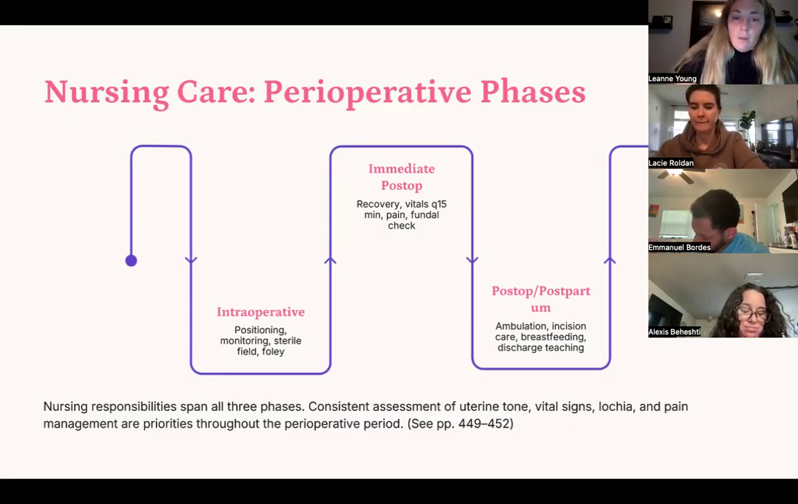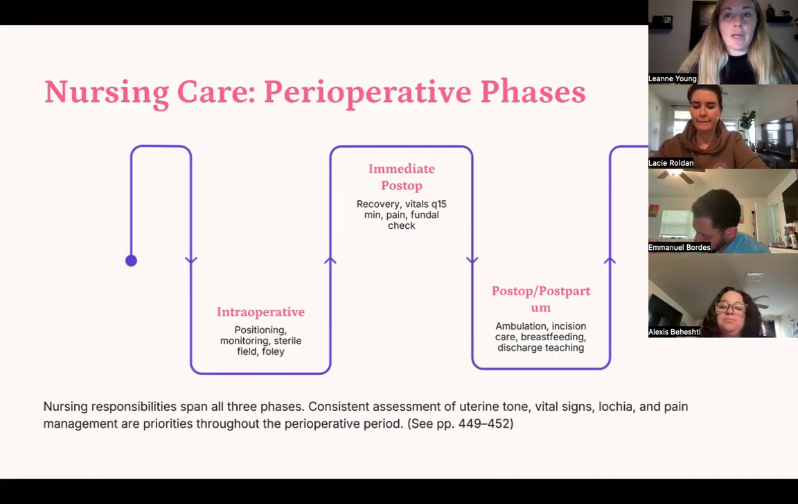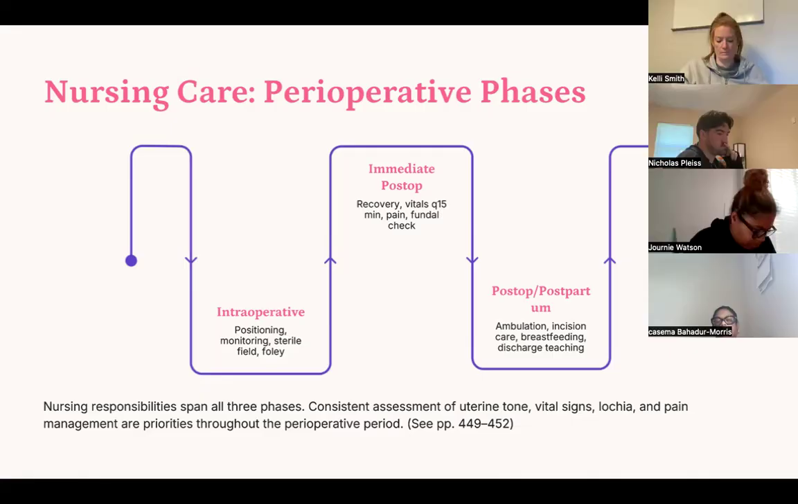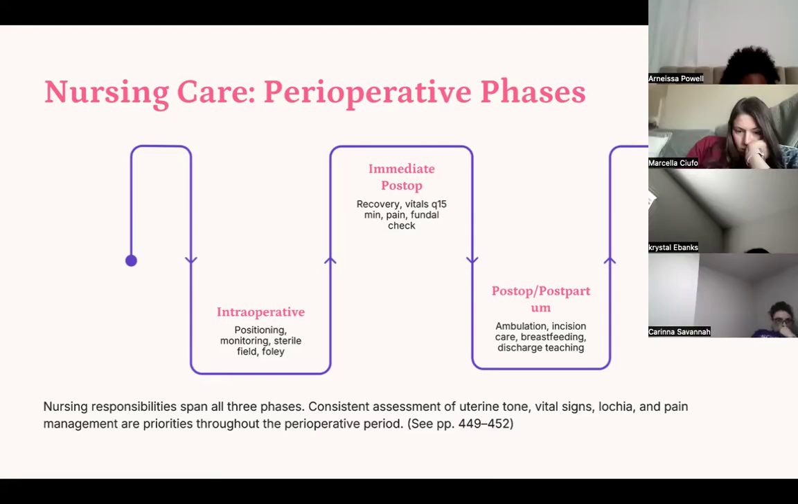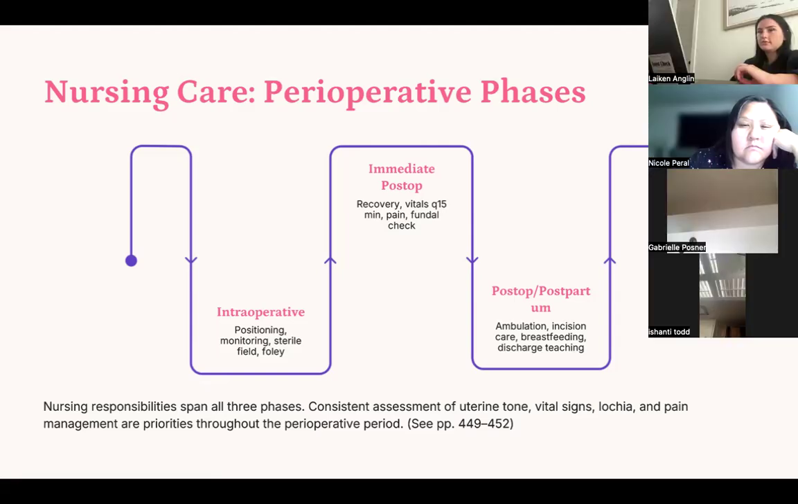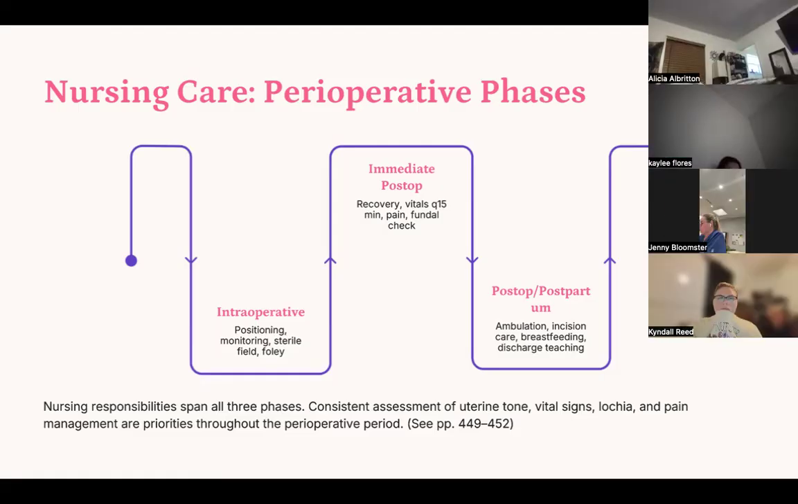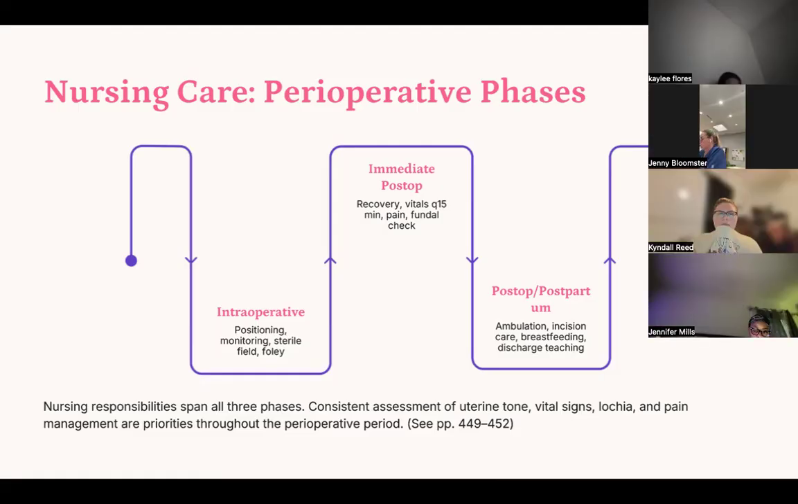We need to make sure with these patients that yes, we did a surgery. Okay, so the likelihood of retained placenta or retained products is a lot lower than it would be with a vaginal delivery, but it still can happen. So we need to make sure we're assessing uterine tone, vital signs. What does mom's bleeding look like? How is she doing following the procedure?